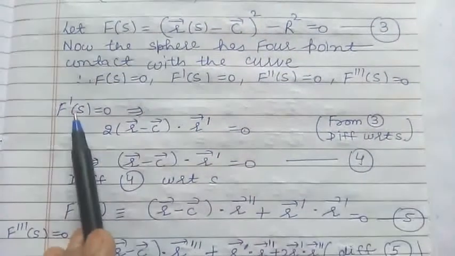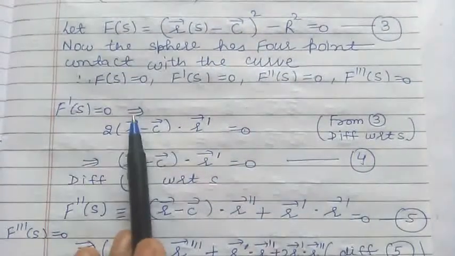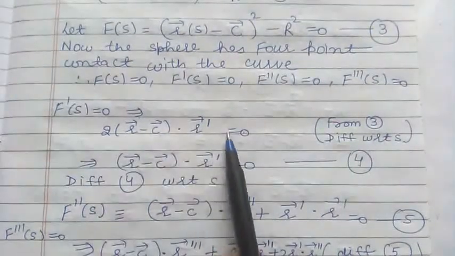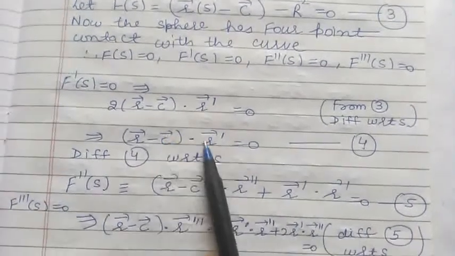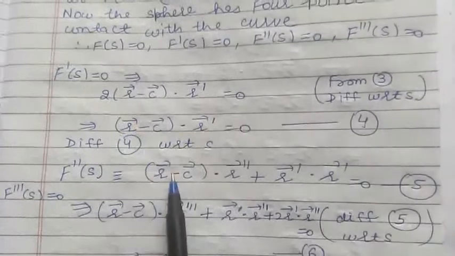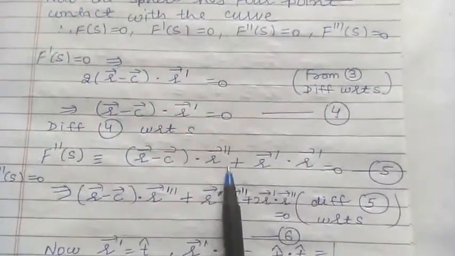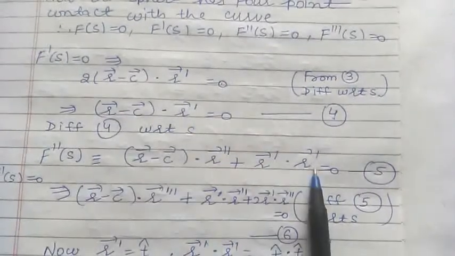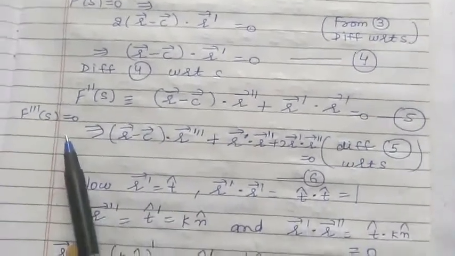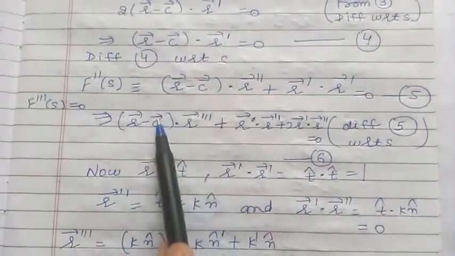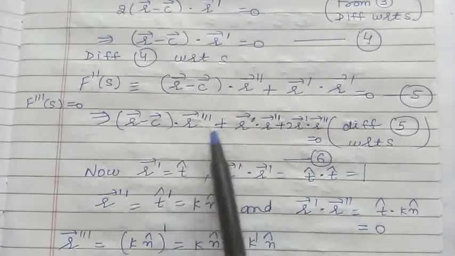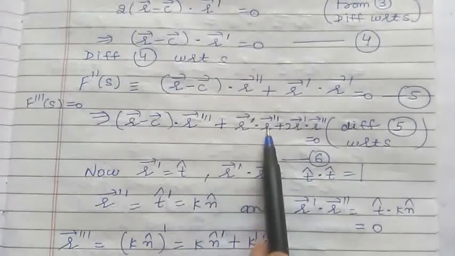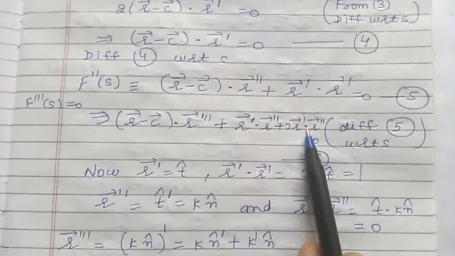Now using these conditions one by one, f dash s is equal to 0. From here, differentiating, power comes forward, power one less, the derivative of vector r is r dash, dividing throughout by 2. Now again differentiating by using the product rule, first function as it is, the derivative of r dash is r double dash, plus the derivative of (vector r minus vector c), r dash as it is. Now using the next condition, the third derivative is equal to 0. So from here, first function as it is, the derivative of r double dash, plus the derivative of vector r is vector r dash, and here this vector as it is. Here again by using the product rule we get the derivative.